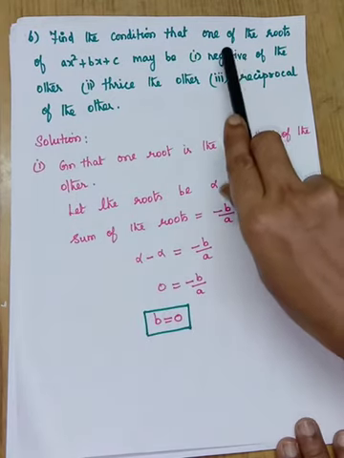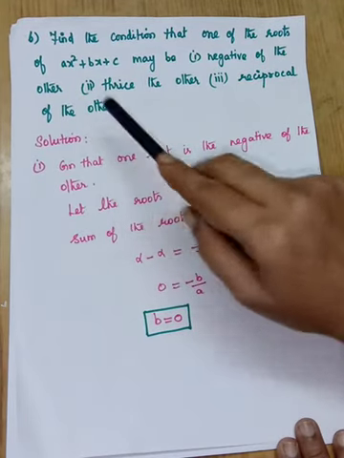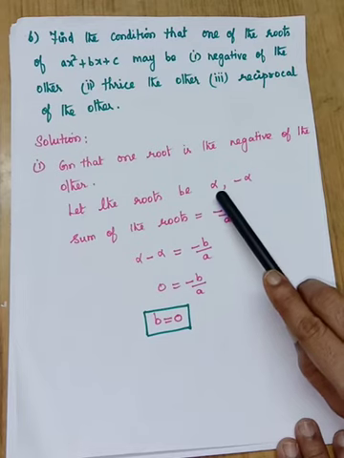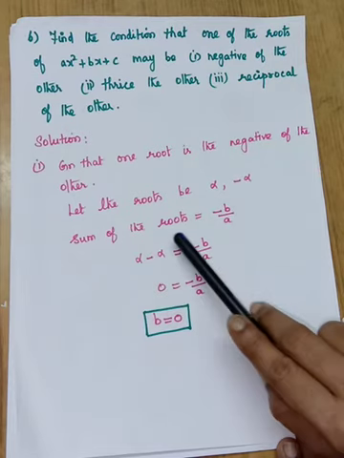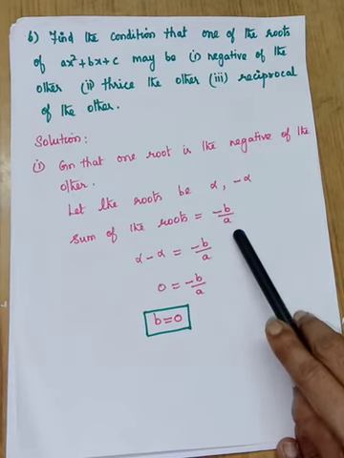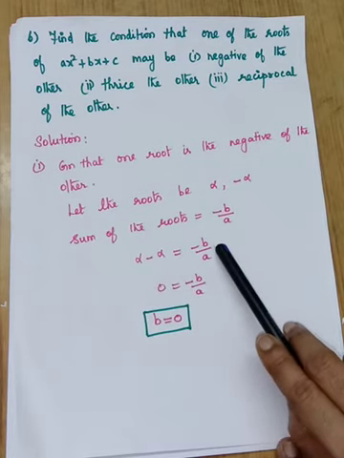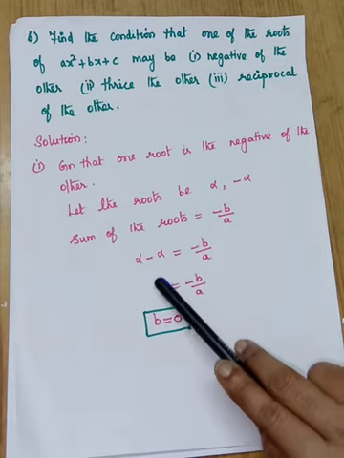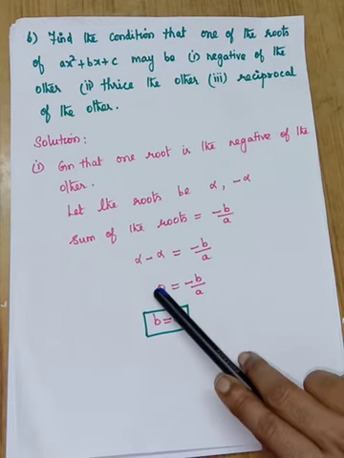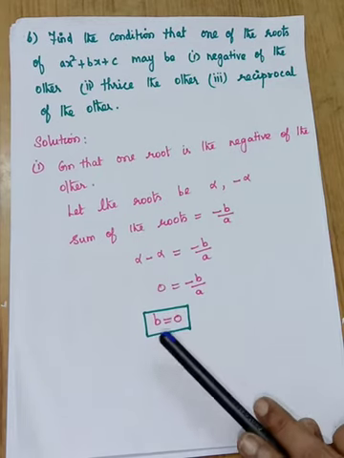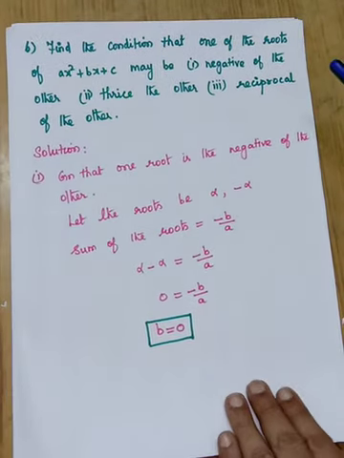What is given? One of the roots of this quadratic equation is negative of the other. So you have to take the roots as, one is alpha, the next one is minus alpha. What is the sum of the roots? The formula is minus b by a. So using these roots, alpha minus alpha is equal to minus b by a. So alpha minus alpha is 0, equal to minus b by a. So when you multiply a with 0, it is 0. So b is equal to 0. When b is equal to 0 only, one root will be the negative of the other.